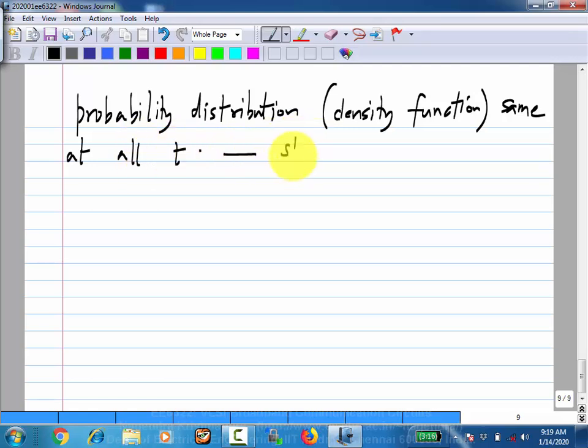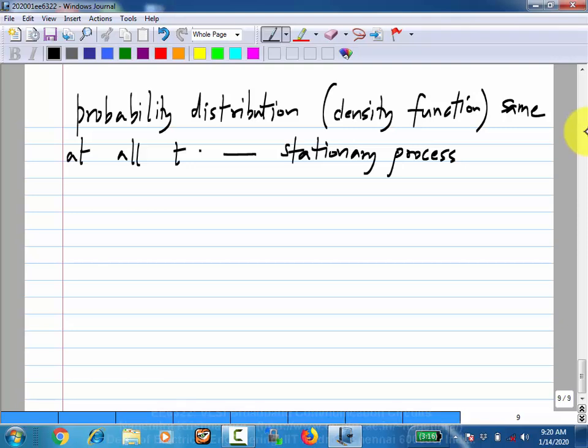This kind of a process is known as a stationary process. Again, I am being very unrigorous here. There are some rigorous definitions of all these things. So if it's a stationary process, that means you look at the distribution now or later, it will look the same. Now, while this is quite common, this is not necessarily universal.